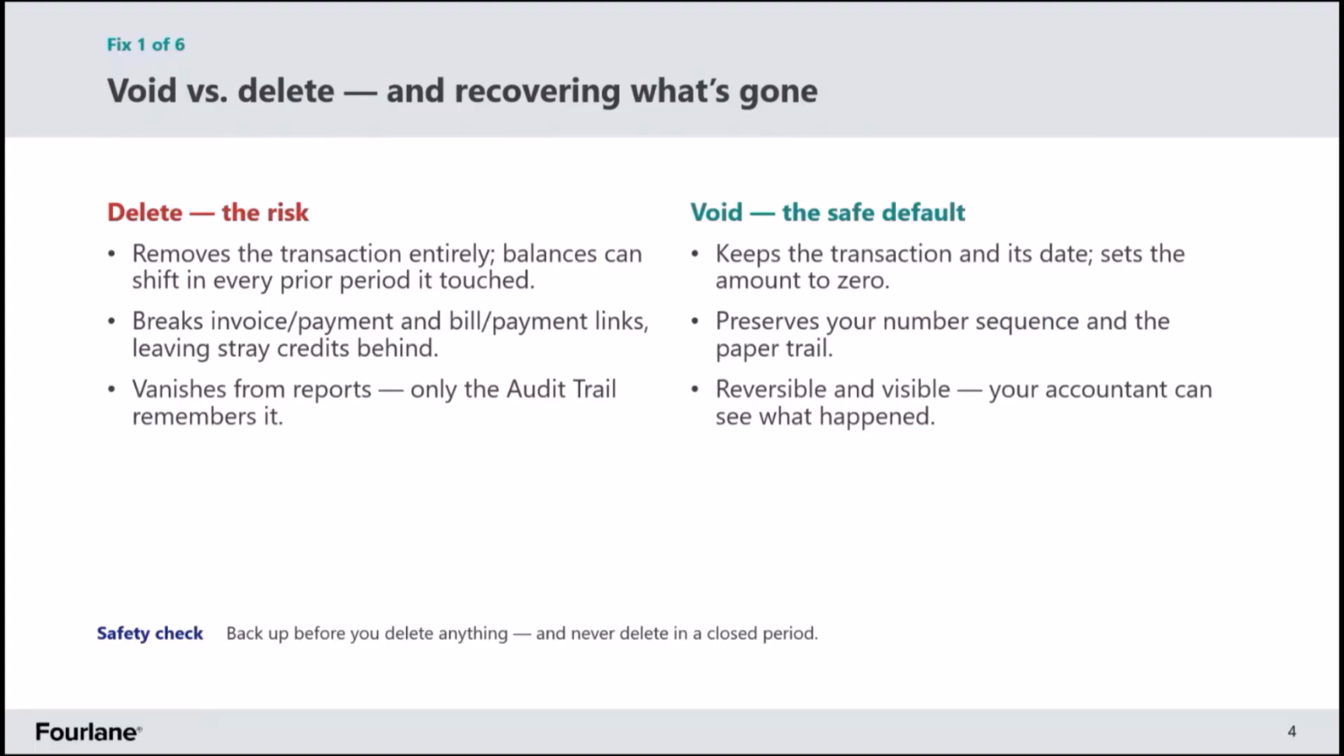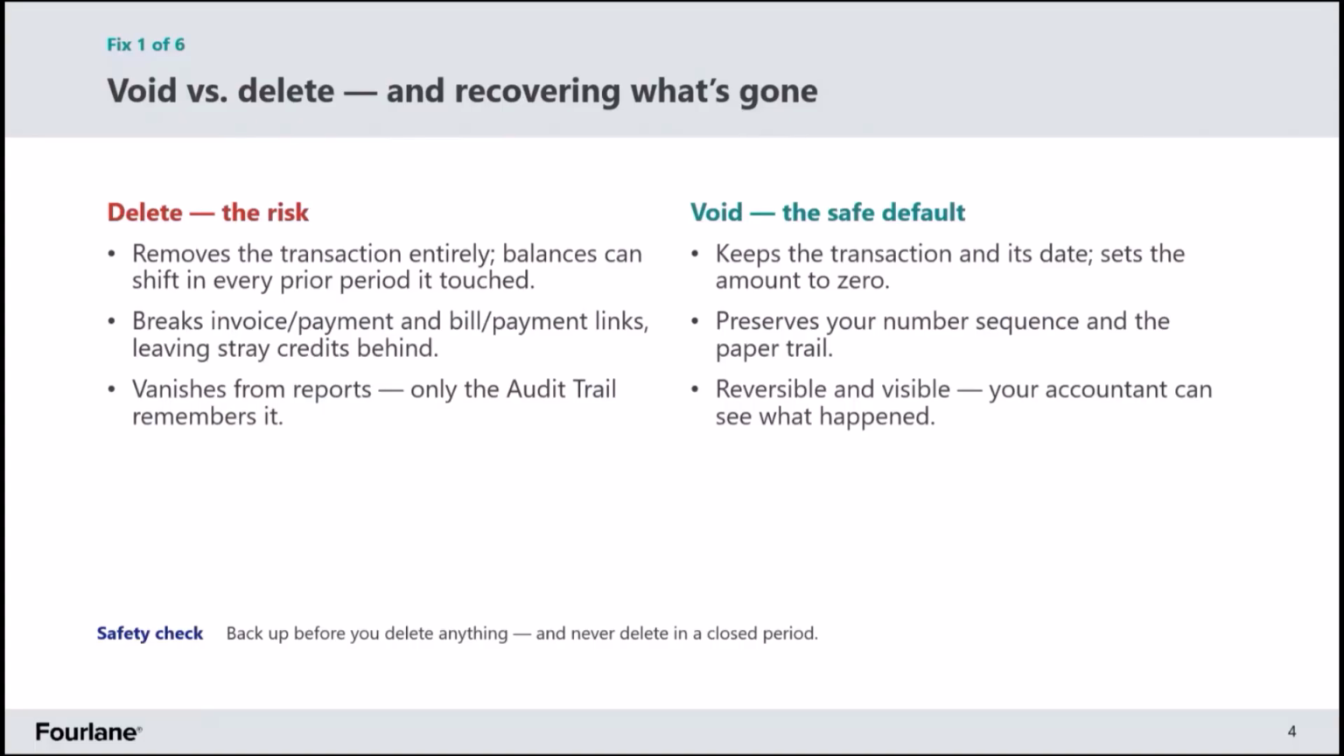When you delete a transaction, you're going to remove it entirely from the system. The amount disappears, and the balances shift in every period that the transaction has touched. It also breaks links between applicable transactions, so think an invoice and a payment, or bills and bill payments. That's going to leave stray credits floating around if it's relevant to the transaction that's being deleted. Now here's the dangerous part. Once it's deleted, it's gone from your reports. The only place that it would still exist is the audit trail at that point.